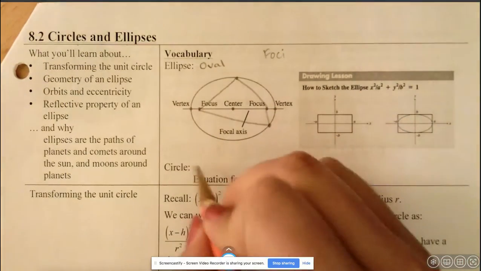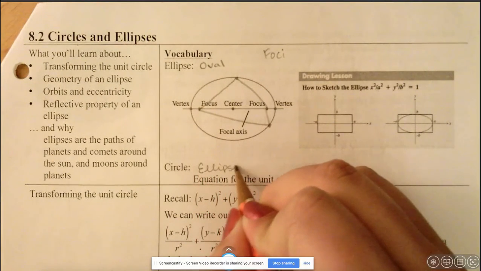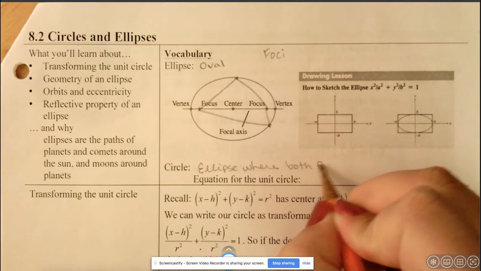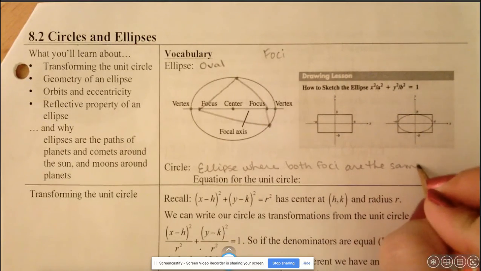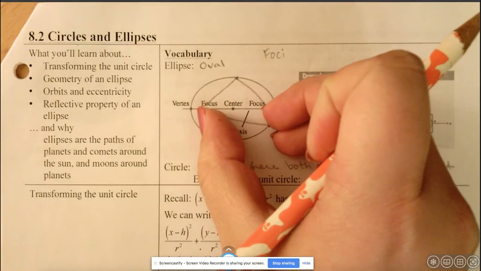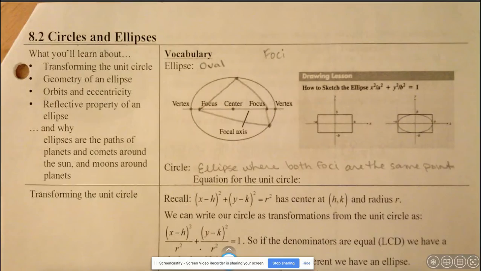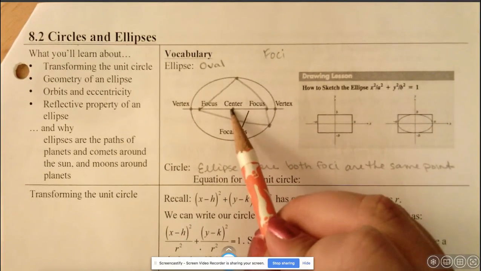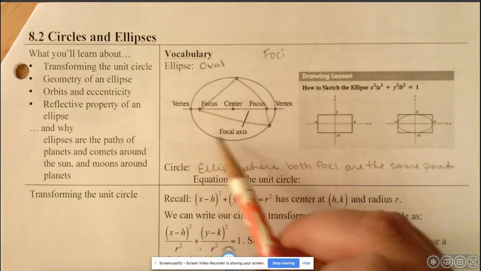A circle is a special case of an ellipse. It's an ellipse where both foci are the same point. So if I were to squish these two foci together until they met at the center, that would be a circle, which is why a circle doesn't have a center and two foci. It just has the center, and then this distance is the radius, and it's the same for every point on the circle.